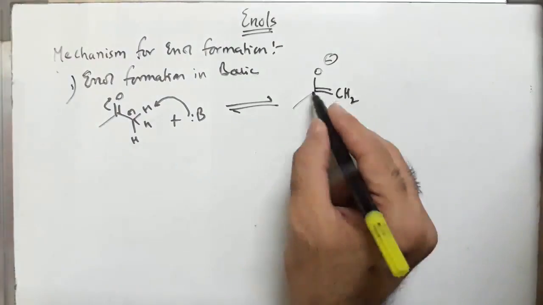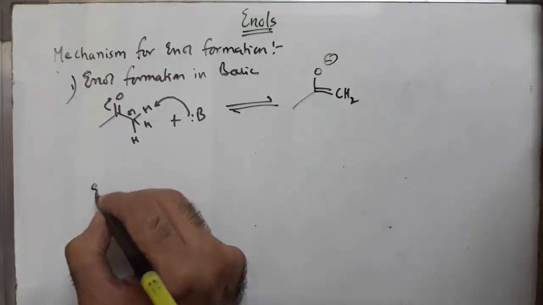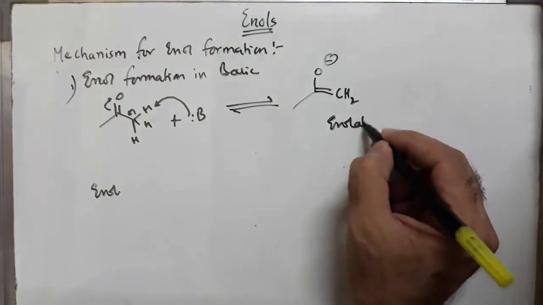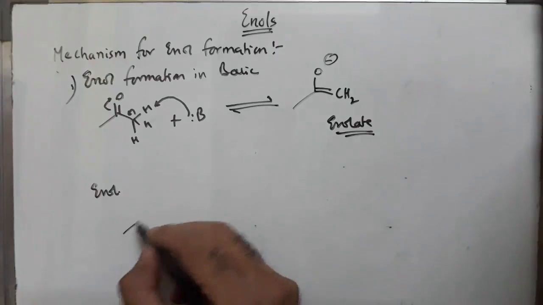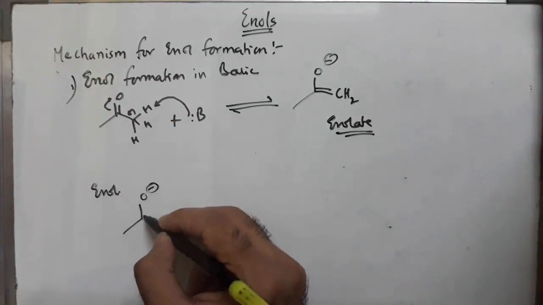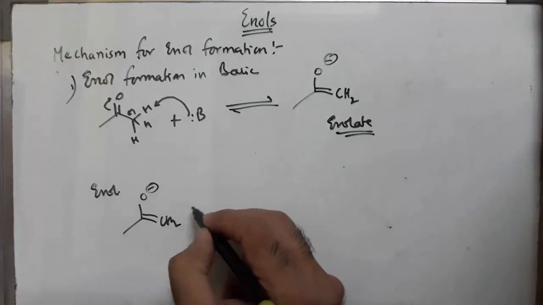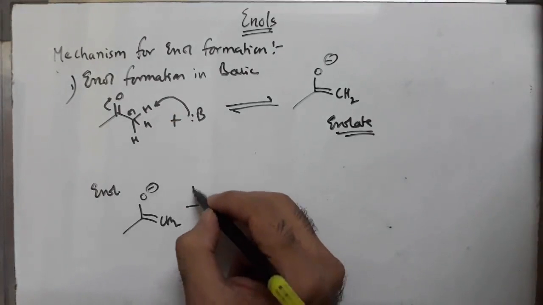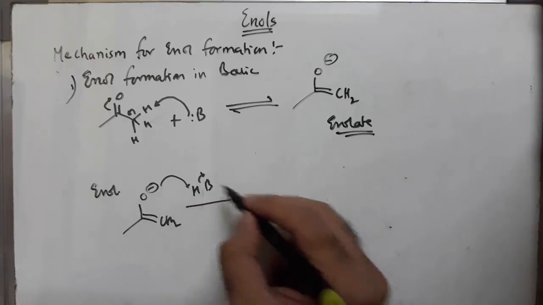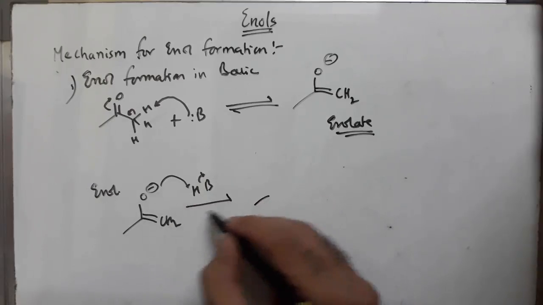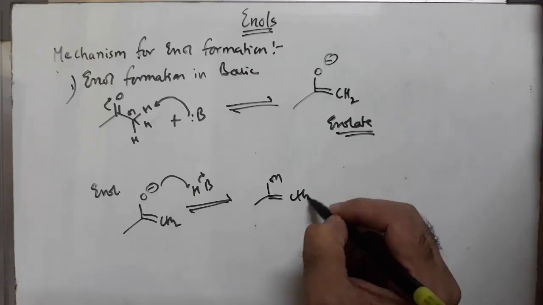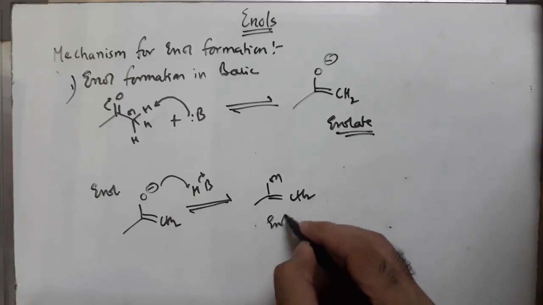Now once it is formed, the next step is formation of enol. Now this is your enolate, as it is having a negative charge, so it is enolate. Now as this proton is abstracted, this negatively charged oxygen will take hydrogen from the base, and your base will be generated and you will get an enolic structure. Now this again is reversible, so you will get this enol. So this is under basic condition.